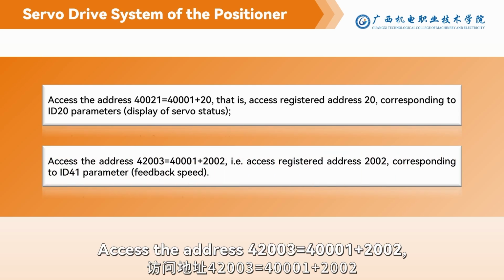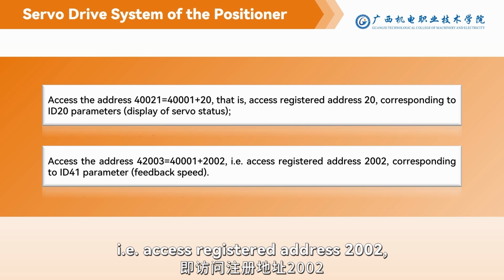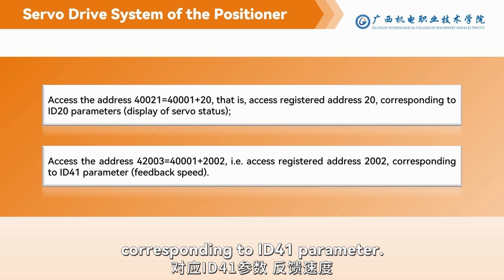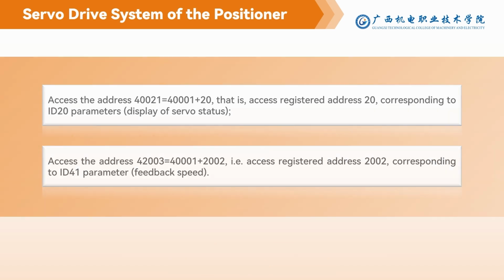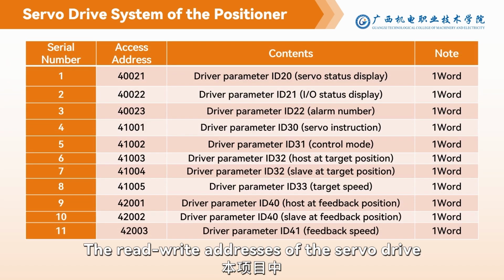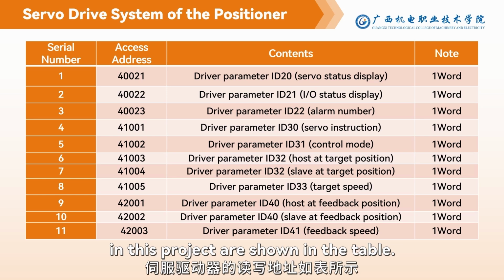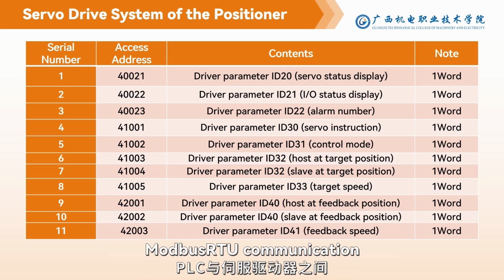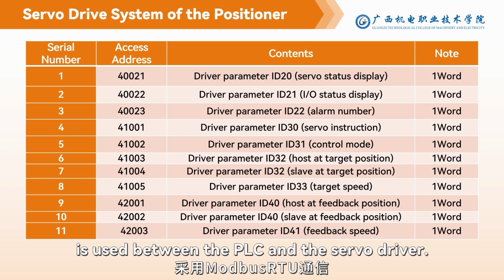Access the address 42003 equals 40001 plus 2002. Accessing register address 2002 corresponds to ID 41 parameter. The read-write addresses of the servo drive in this project are shown in the table. Modbus RTU communication is used between the PLC and the servo driver.